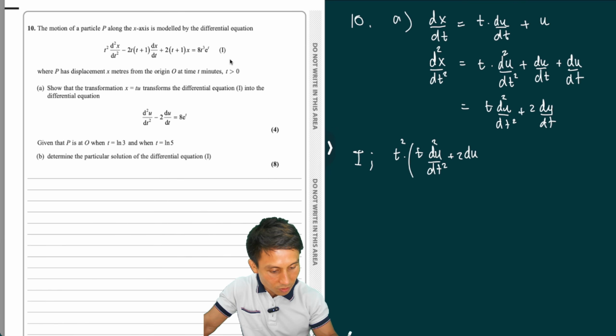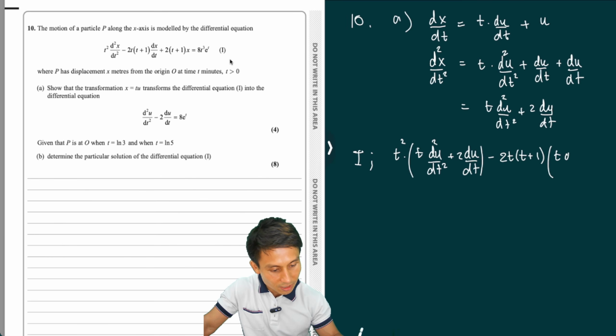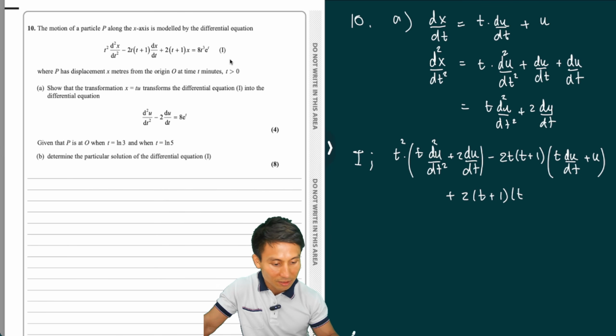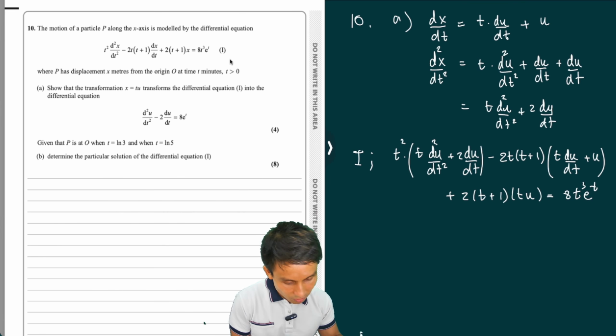Plus 2 du by dt, minus, this is still fine, nothing to substitute here, but dx by dt is going to be t du by dt plus u. And then I have down here plus 2t plus 1, we need to sub x as tu equals 8t cubed e to the t. Okay, so let's simplify that.